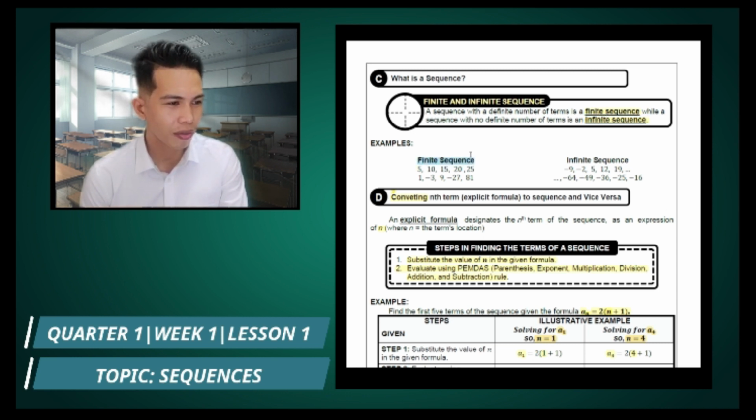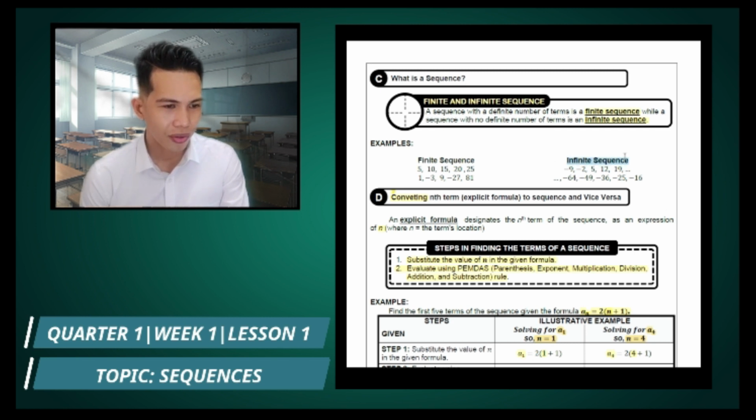For example of finite sequence, we have here 5, 10, 15, 20, 25. So we only have 5 terms. So hanggang 5 lang, meron tayong last term which is 25. We also have 1, negative 3, 9, negative 27, and then 81. So we have the first term 1, the last term is 81. All in all, they are 5 terms.